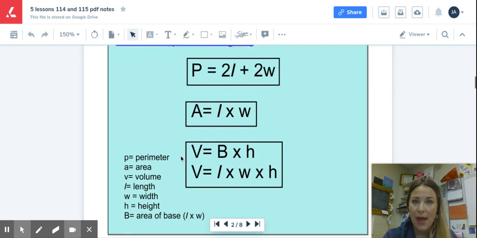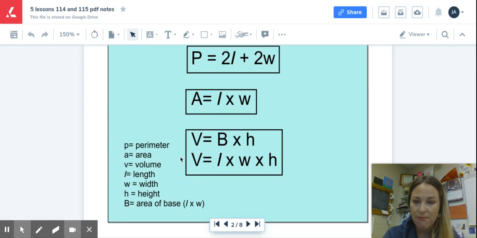We have some vocabulary right here down on the bottom of the screen. P is perimeter, A is area, V is volume, L is length, W is width, H is height, and B, capital B, is the area of the base. I don't often use this one, but it's there for you.